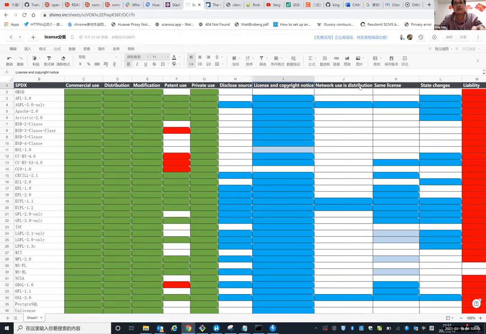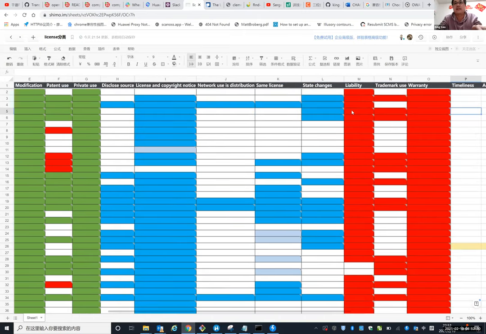In the SaaS case, you can say GPL 3.0: this license, you must open your software source code. And the last is the limitations of the license, in red: liability, trademark use, and the warranty.